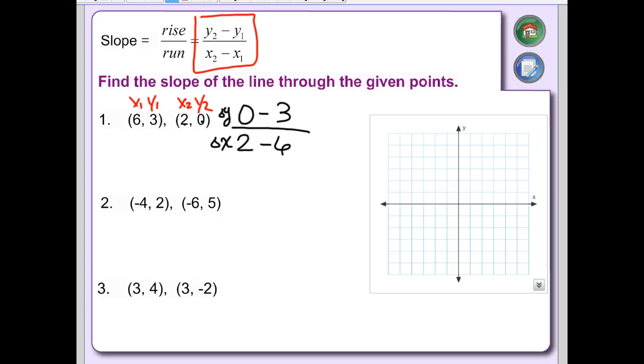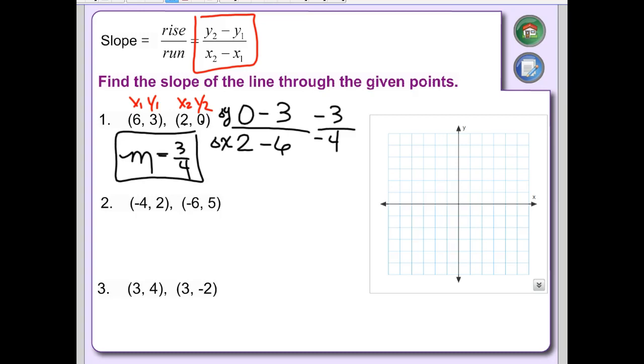Okay, so let's look at the math. We've got 0 minus 3, which is negative 3. And we've got 2 minus 6, which is negative 4. What's a negative divided by a negative? Right, it's a positive. So for number 1, my slope is 3/4.